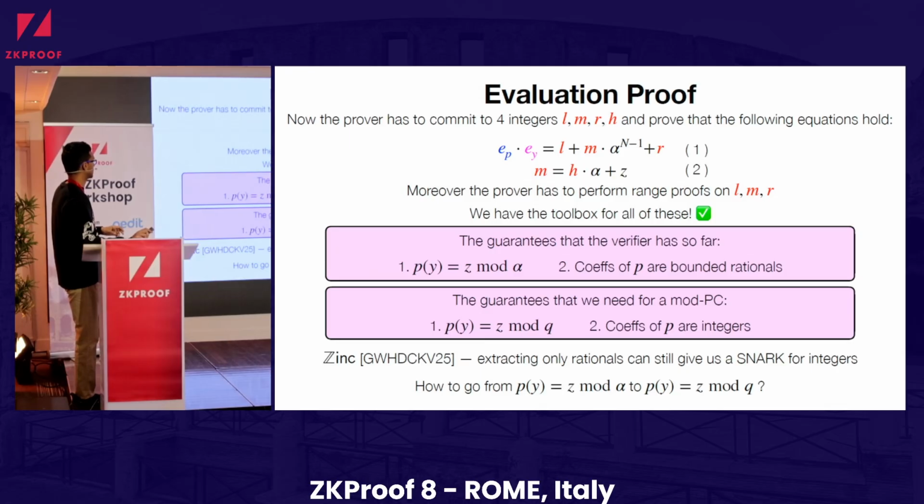And so now the question is, how do I go from z mod alpha to z mod q? One thing you might notice is if alpha was already 0 mod q, this would be very simple. Just take the equation mod q. But the problem is you don't know what q was when you're choosing alpha. So you can't actually do this.